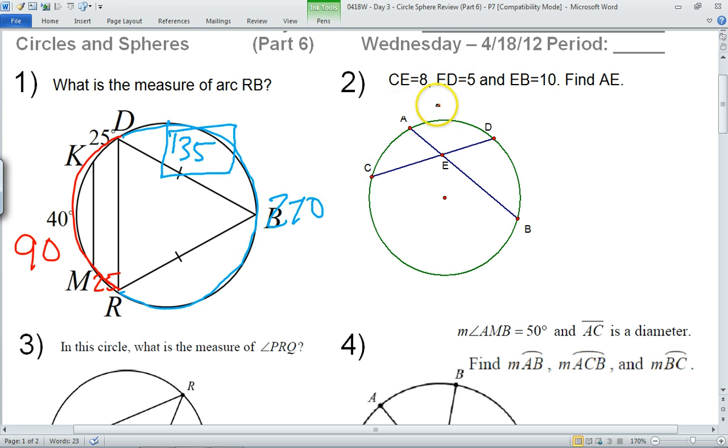So on problem number 2, CE is 8, ED is 5.